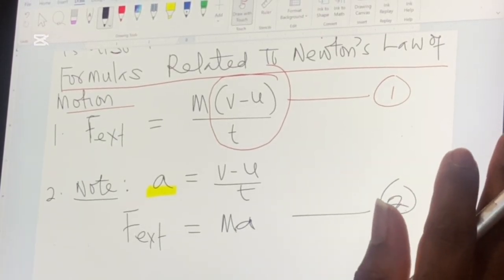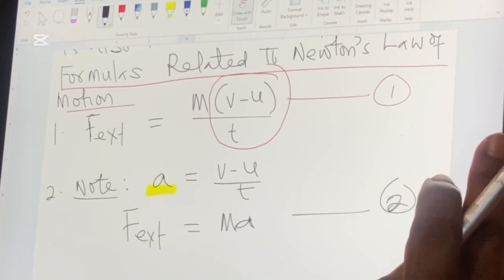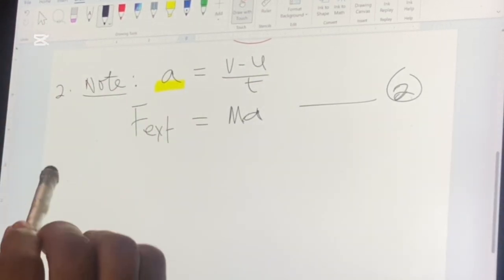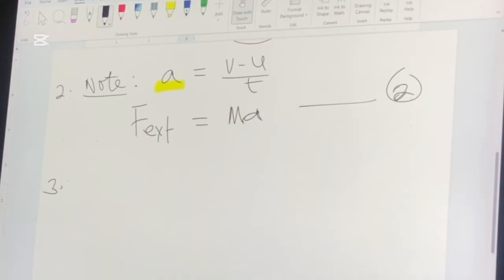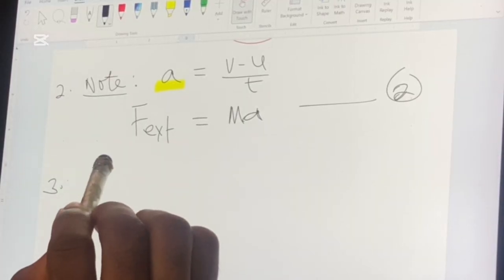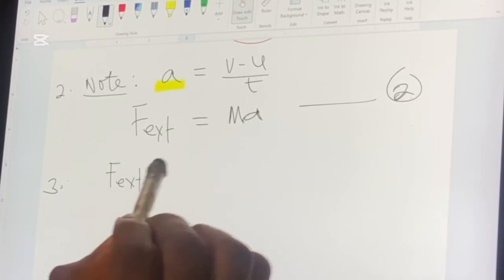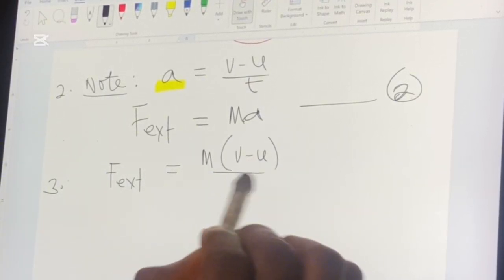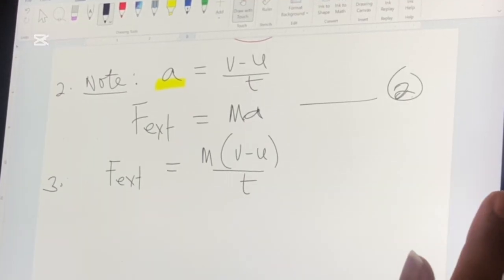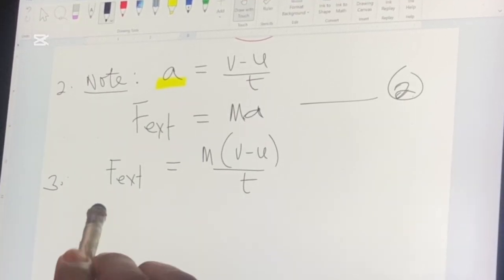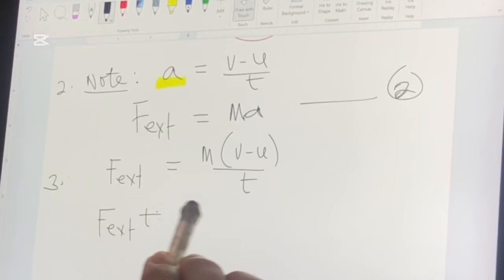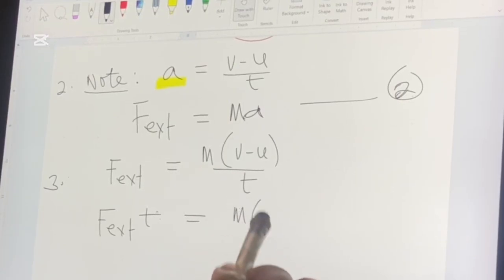Now the next one here is formula 3. Remember, all formulas are derived or modified from the first formula. So formula 3. Remember that from formula 1, external force is equal to m into V minus U over T. If you cross multiply, I will have something like this: external force times T is equal to m into V minus U.